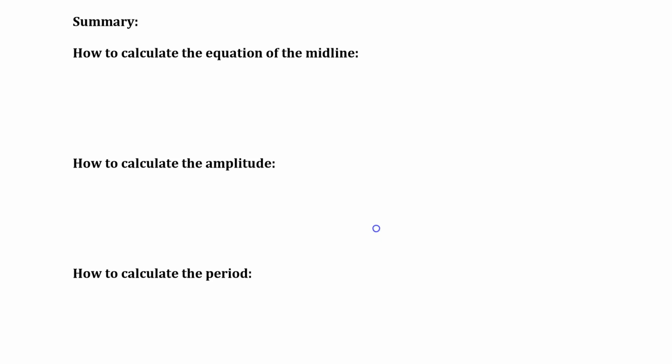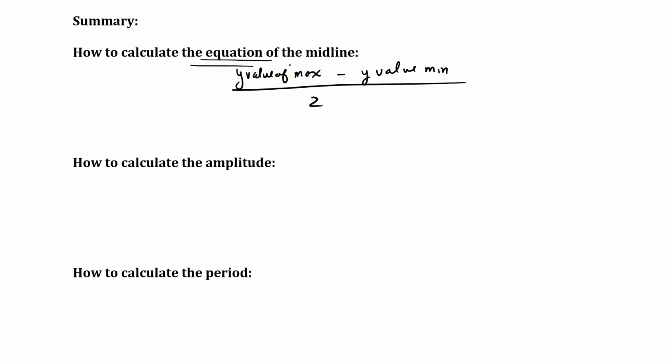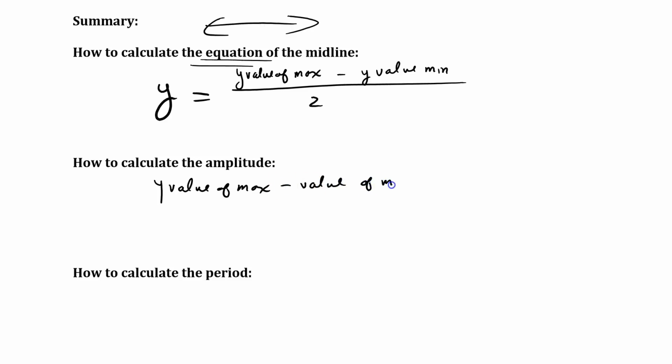Let's take a moment and summarize what we know. To calculate the equation of the midline, since it's a horizontal equation, we say y equals the y value of the max plus the y value of the min, divided by 2. The way that we calculate the amplitude is either the y value of max minus the value of midline, or the value of midline minus the y value of the minimum.